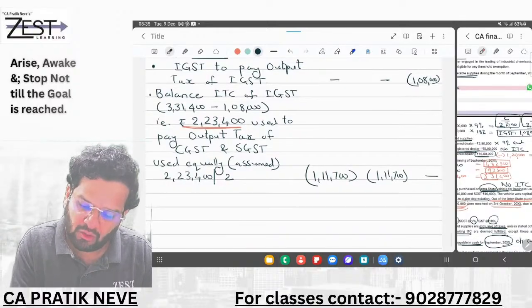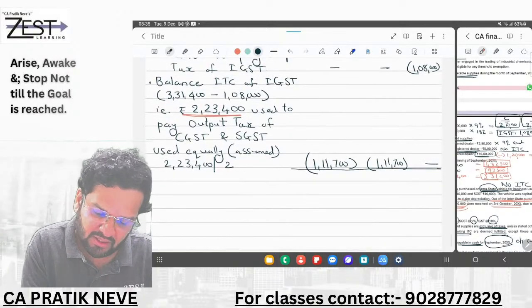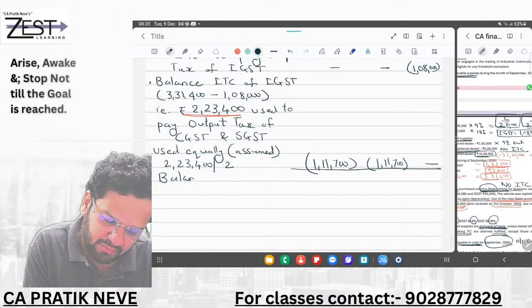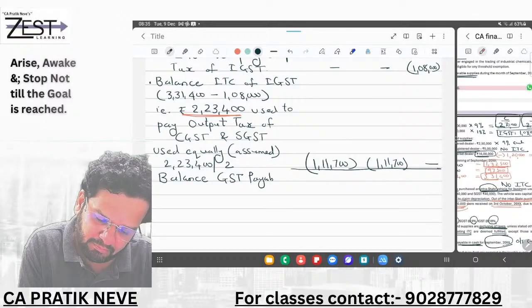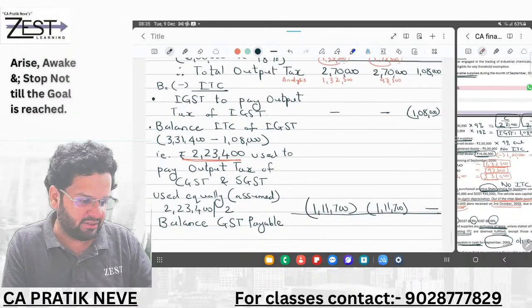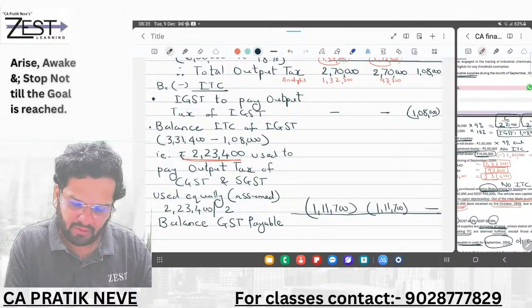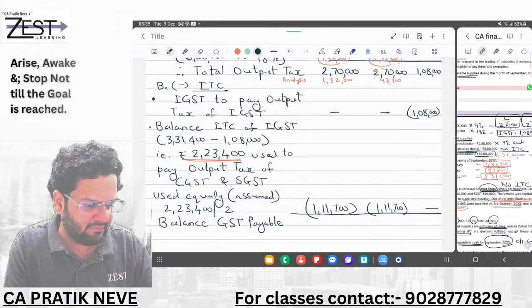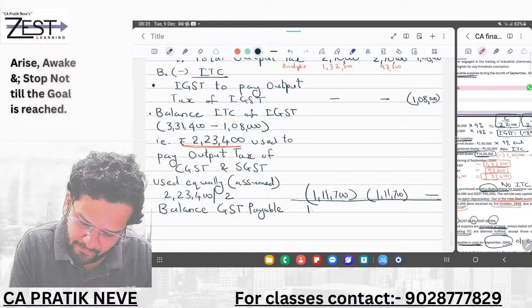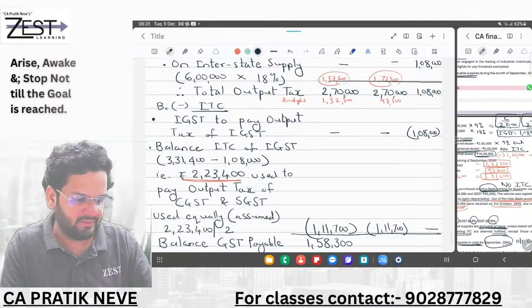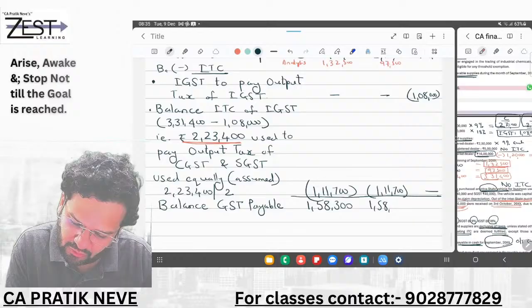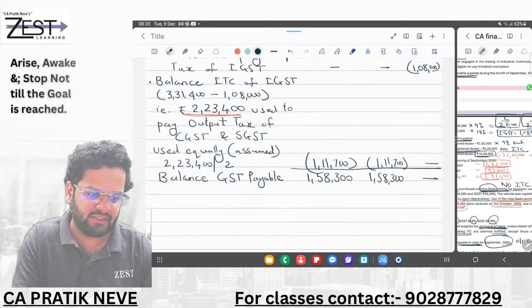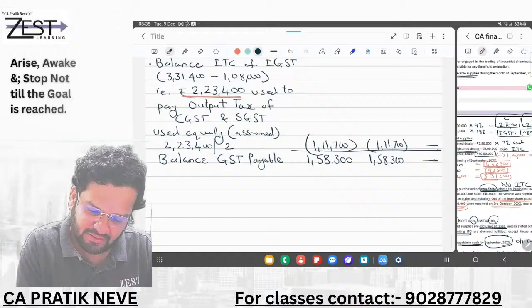1,11,700. Now friends, tell me what is balance GST payable. Isn't it 2,70,000 minus 1,11,700? That is 1,58,300 of CGST and the same 1,58,300 of SGST, nothing of IGST.